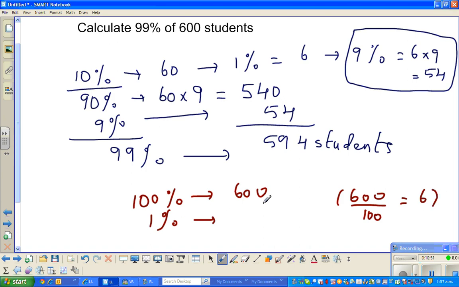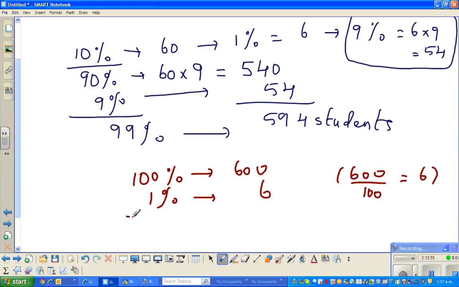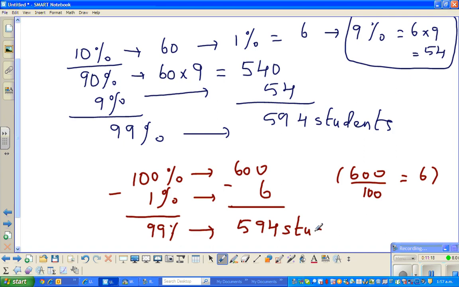So you've got 6. Now tell me, what should I do with these? Should I add or take away? I want to find 99%. So if you take away here, you also take away here. So that would give me 600 take away 6. You should know that is 594 students. Okay. I'll continue this in the next video.